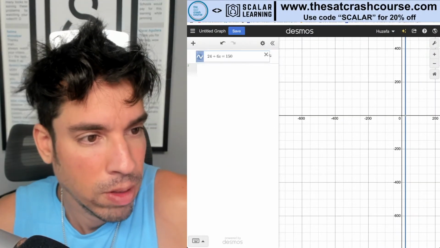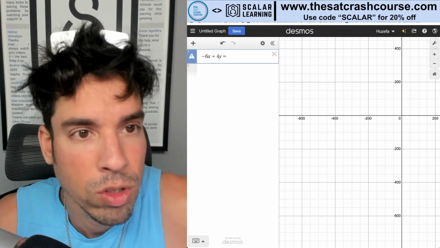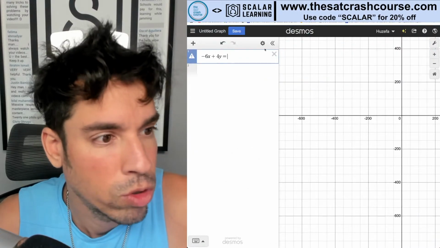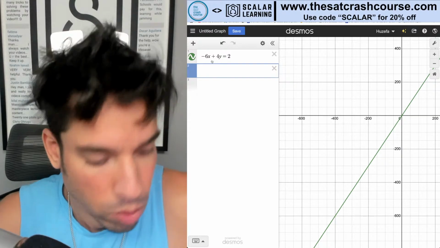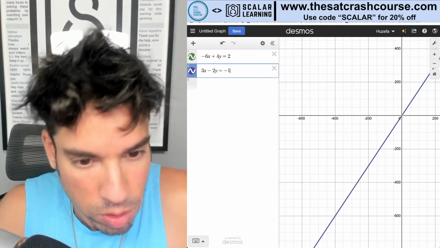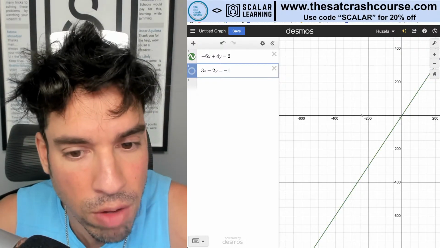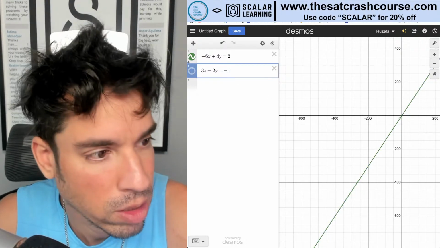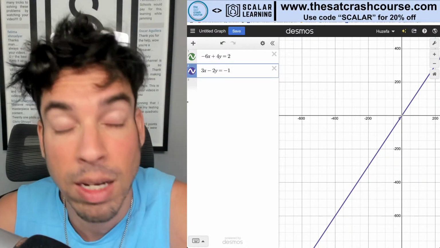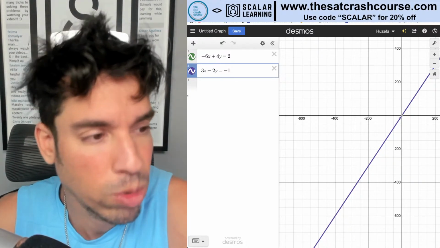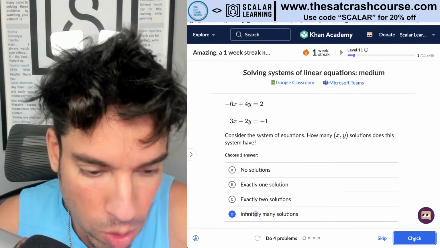So I think it's going to be infinite. Negative 6x plus 4y equals 2. And then we got 3x minus 2y equals negative 1. All right, you see how they're right on top of each other? If I turn this off and I see just the green one, turn it back on, it's right on top of each other. That means infinite solutions, meaning they're the same line, so they intersect an infinite number of times. I'll show you how to do one of these by hand as well.